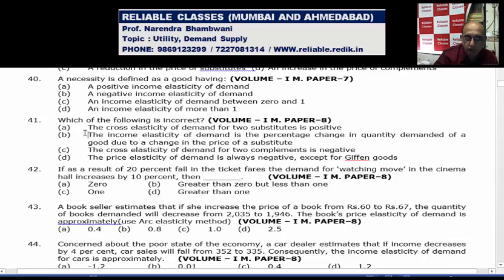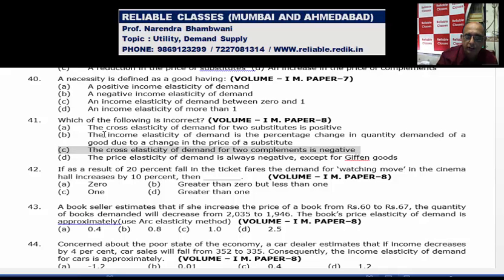The income elasticity of demand is percentage change in quantity demanded of a good due to change in the price of substitutes. Yes, percentage change in demand of a good divided by percentage change in price of substitute. This is not income elasticity. No, this becomes cross elasticity. They are giving income elasticity. This seems to be incorrect. But let us check this also.